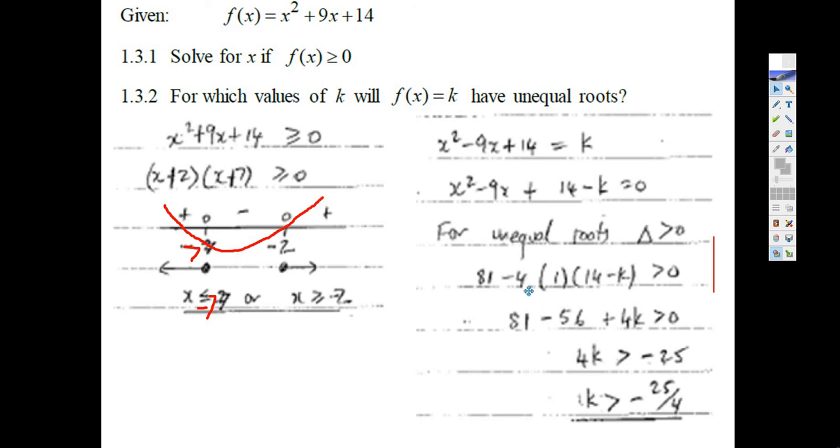Okay, let's just do it. Minus 4 times 14 is minus 56. Minus 4 times minus k is plus 4k. But 81 minus 56 is 25, and we've got to subtract 25 from both sides, so we get the 4k by itself. The last step, divide both sides by 4. k is greater than minus 25 over 4. It's not a very nice answer, but it is the answer. What values of k will make it have unequal roots? When k is greater than negative 25 over 4.